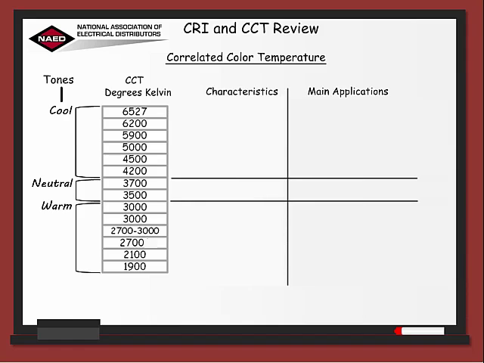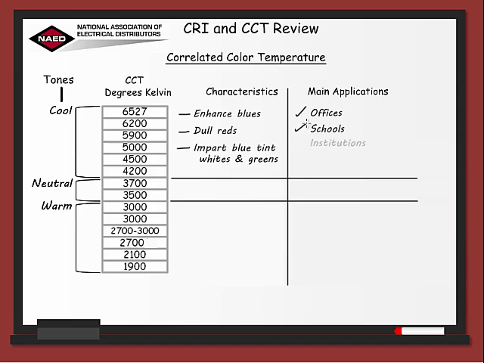Starting with the cool tones, the higher color temperature lighting comes in at 4100 Kelvin or higher, and they tend to enhance blues, dull reds, and they impart a bluish tint to whites and greens. You find these used in offices, in schools, institutions, and any other visually demanding work environment.